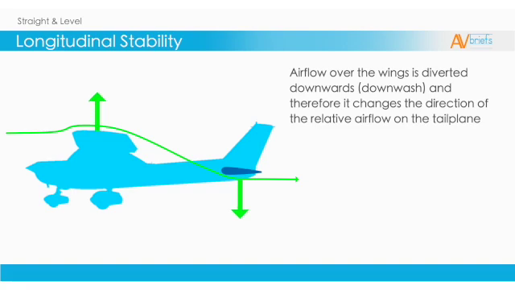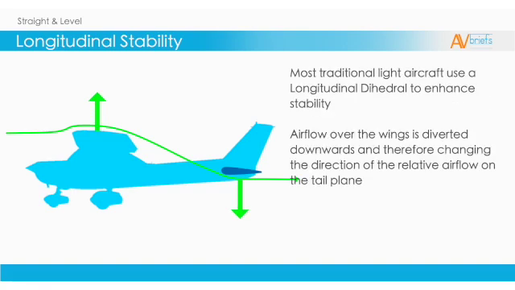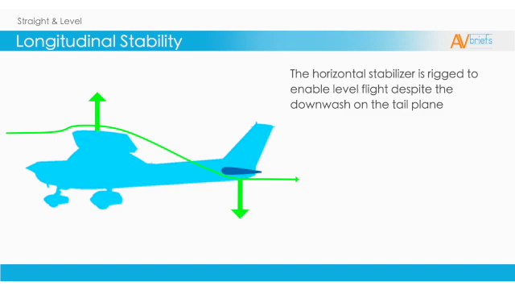Most traditional light aircraft use a longitudinal dihedral to enhance stability. Airflow over the wings is diverted downwards, and therefore changes the direction of the relative airflow on the tailplane. The horizontal stabilizer is rigged to enable level flight despite the downwash on the tailplane. So now we have two opposing forces.